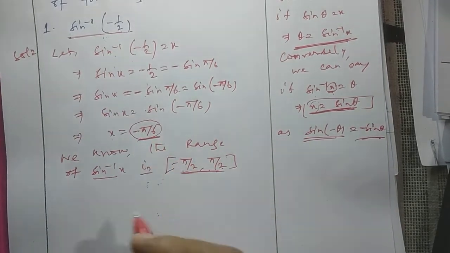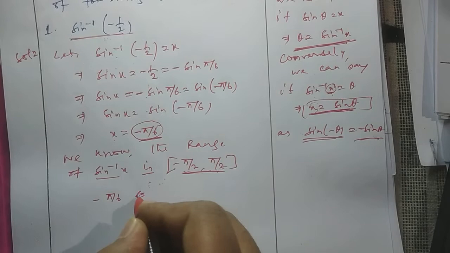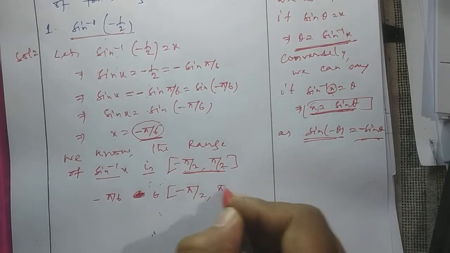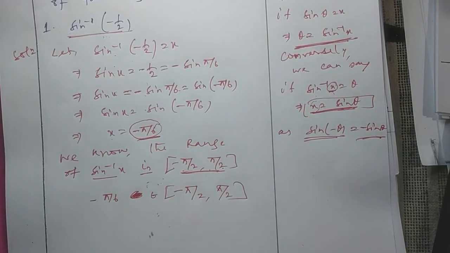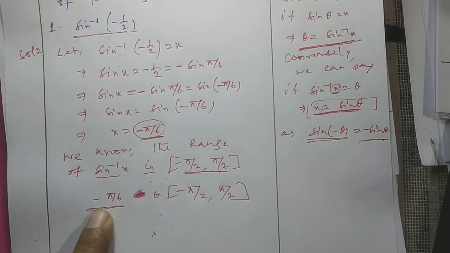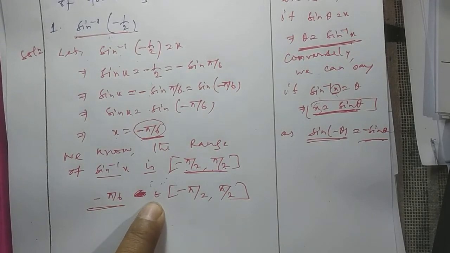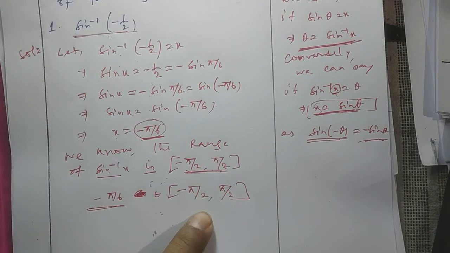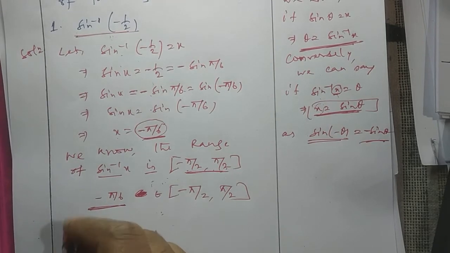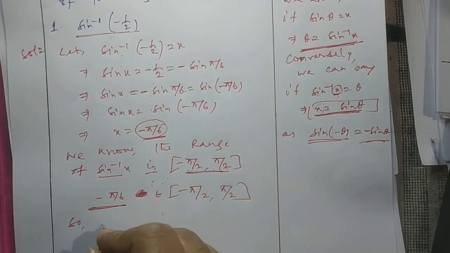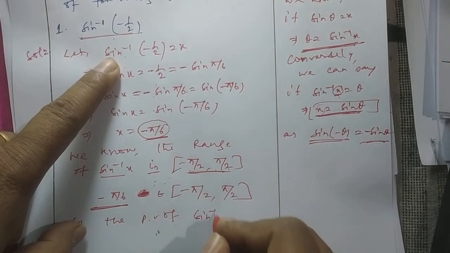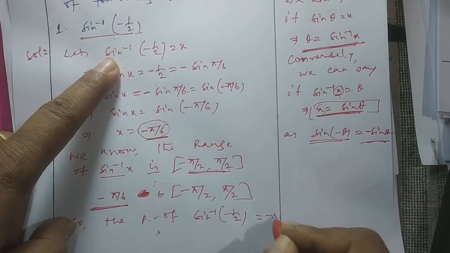But here we see clearly this minus pi by 6 belongs to the range minus pi by 2 to pi by 2. That means here there is no need to modify. It is the required answer. Again I am saying, this minus pi by 6 clearly belongs to this interval, so it is the required PV. So write finally: the PV of sin inverse minus half is minus pi by 6. That is the answer.